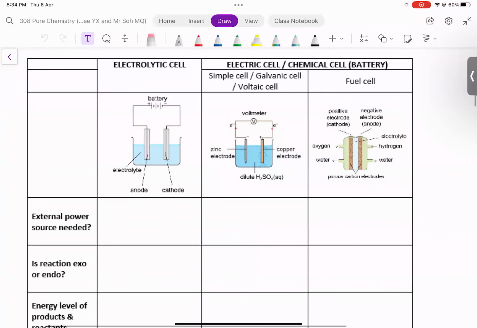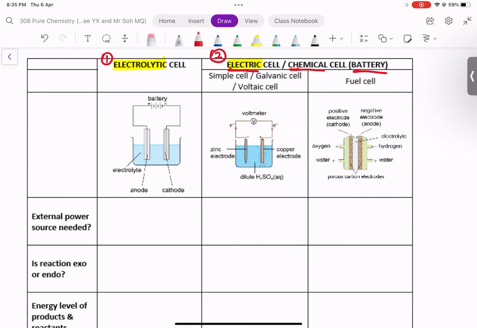So let's begin. There are a number of words here. Now, I hope you realize that there are two main types of cells. The two main types of cells are electrolytic versus electric. Now, the electric cell is also known as a chemical cell. And the electric cell or chemical cell is what you commonly call a battery. So these things are actually the same thing. So this is type number 1, type number 2, if you like.